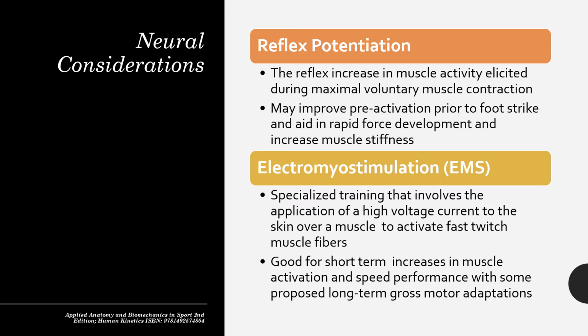The next two neural considerations we want to look at are reflex potentiation and electromyostimulation. So reflex potentiation is basically an increase in muscular activity that is elicited during maximal voluntary contraction. So this is a reflex increase. This is not something I'm choosing to do. This is putting my muscle in a position where it has to react in a way that is a reflex.